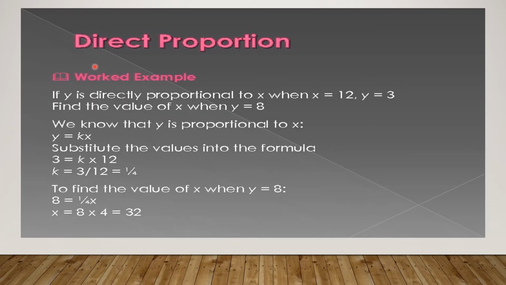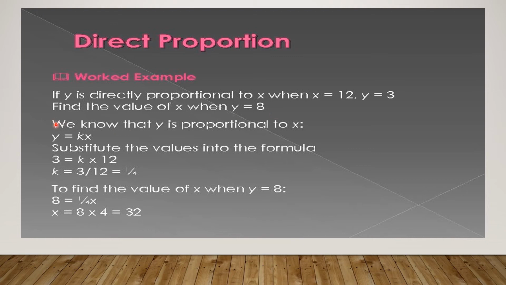So here is an example for solving direct proportion. First, I'm going to read the statement. If y is directly proportional to x, two values are given, y and x. They are unknown to us. We do not know their values. Then when x is equals to 12, y is equals to 3. When the value of x is 12, the value of y is 3. Find the value of x when y is equals to 8. It means that we are going to find the value of k first, then the value of x.